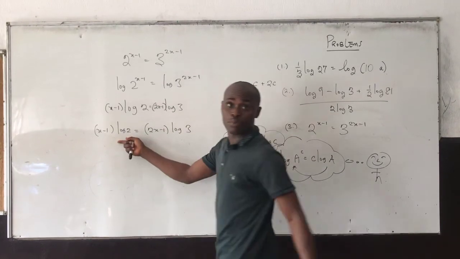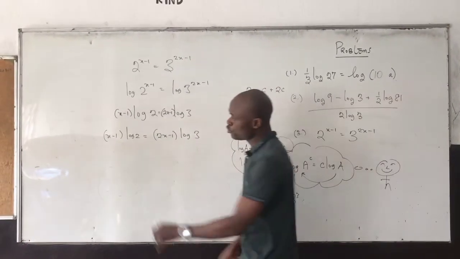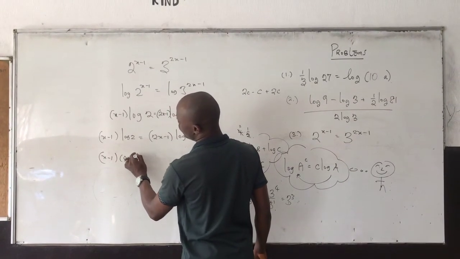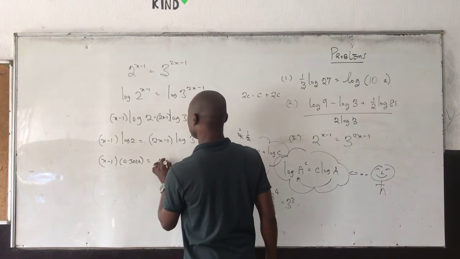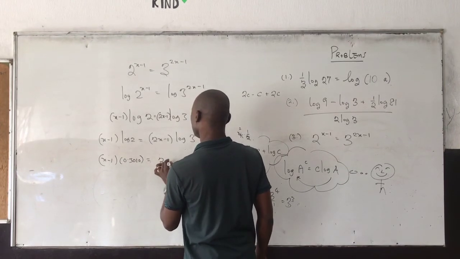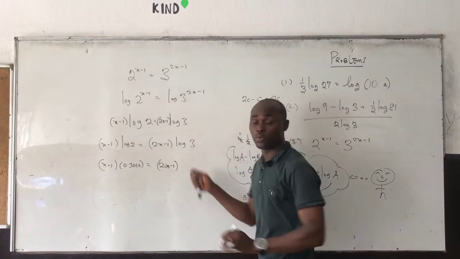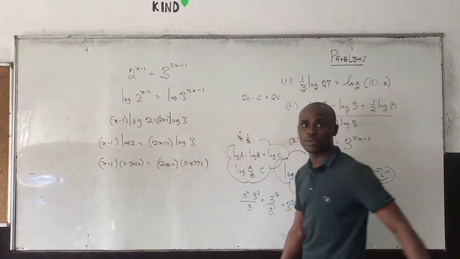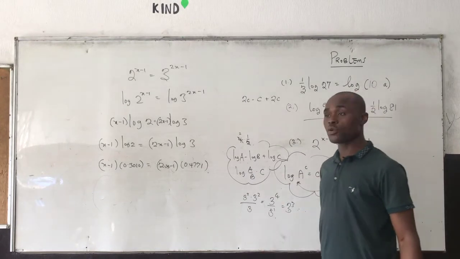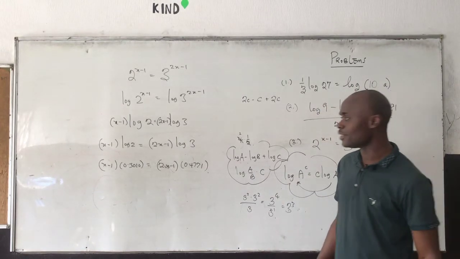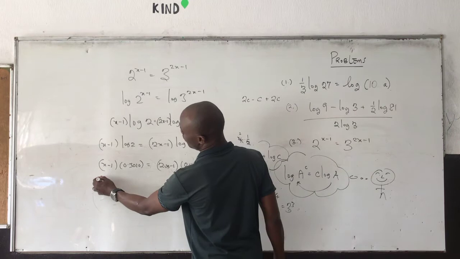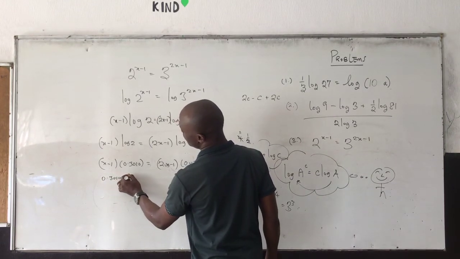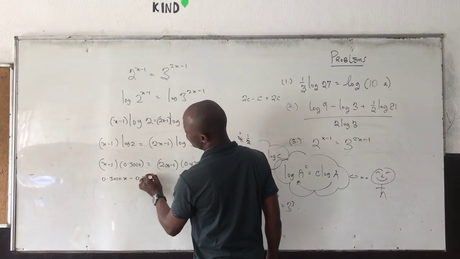So from your table, you can check your logarithm table. Log 2 is the same thing as 0.3010, and log 3 from your table is 0.4771 from the table. They are closer to the solution. Yeah. So this, we can open the brackets and have this x minus 0.3010.